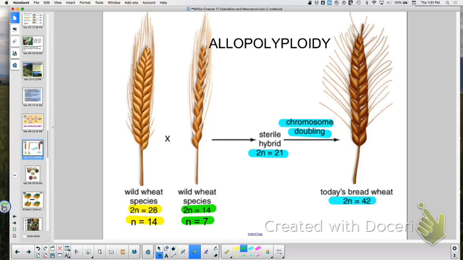Okay, so this is where you look at today's bread wheat. You can go back and look and you can say, whoa, a bunch of those chromosomes are with this wild wheat species and a bunch of their chromosomes are from this. And you can see then that that is evidence of allopolyploidy. The way I remember that for me are these two L's. That's just how it works for me. The two L's represent two different species, as opposed to autopolyploidy.